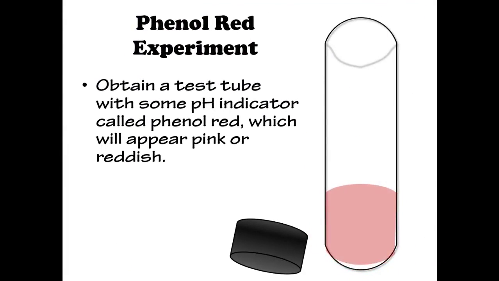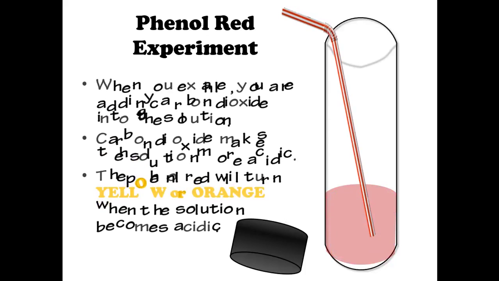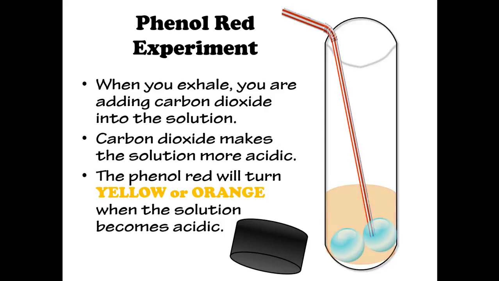For this experiment, you will obtain a test tube with some pH indicator called phenol red, which will appear pink or reddish. Then you will need to place a straw into the phenol red solution and gently exhale, creating bubbles. When you exhale, you are adding carbon dioxide into the solution. Carbon dioxide makes the solution more acidic. The phenol red will turn yellow when the solution becomes acidic.